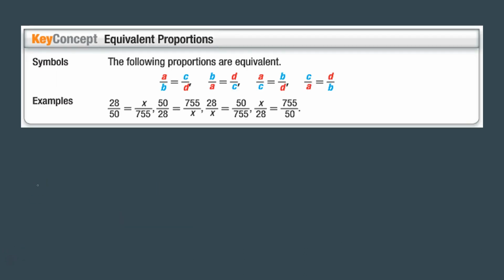Alright, so now we have equivalent proportions. The following proportions are equivalent, which also means equal. So here are some possible combinations. I'm simply going to write the first one: A divided by B is equal to C divided by D. When we do the cross product here, we get A times D is equal to B times C.